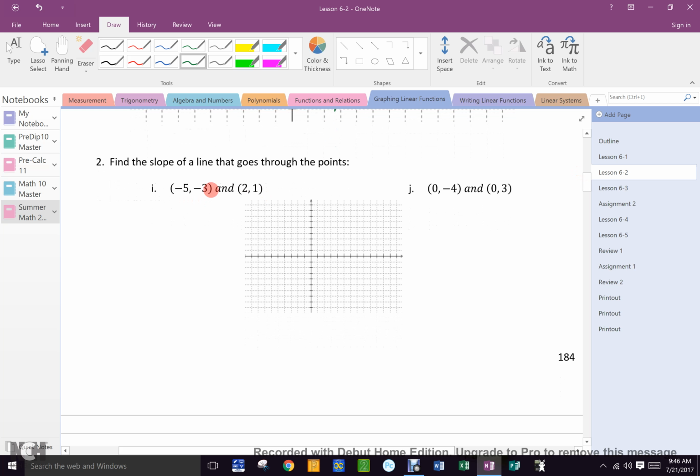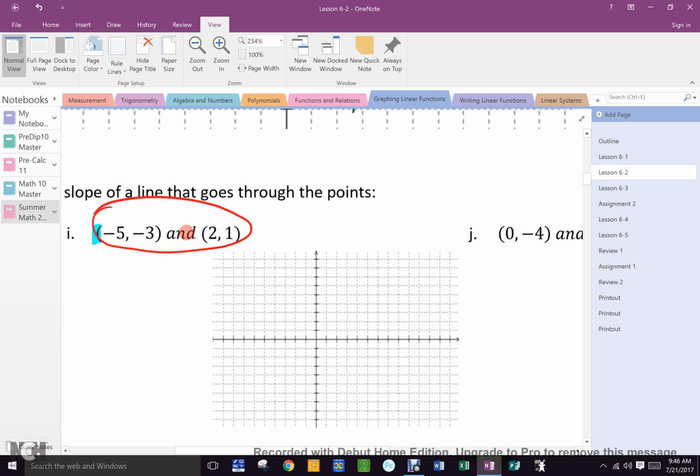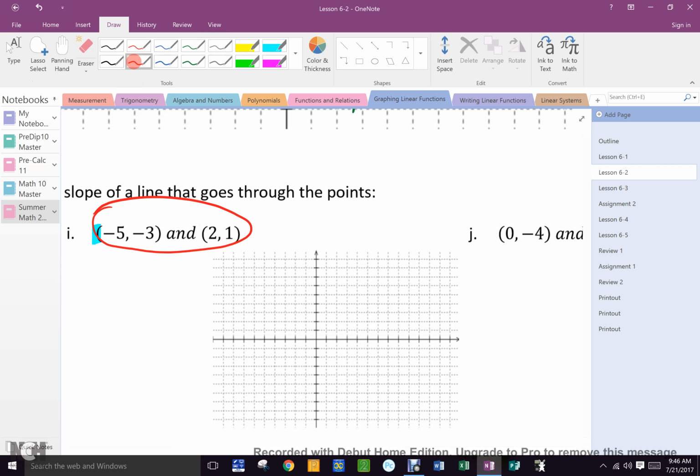Okay, let's look at the next one. I'm going to draw I with a red line, okay? I'm going to zoom in on that a little bit so you can see it better. Do I have the points on the graph? Great. Where is negative 5, negative 3? Left 5. 1, 2, 3, 4, 5. And down 3, correct? And where's 2, 1? Right 2, up 1. Now, since I have both points on the graph, I could find the slope just by counting, couldn't I? From here, 1, 2, 3, 4.